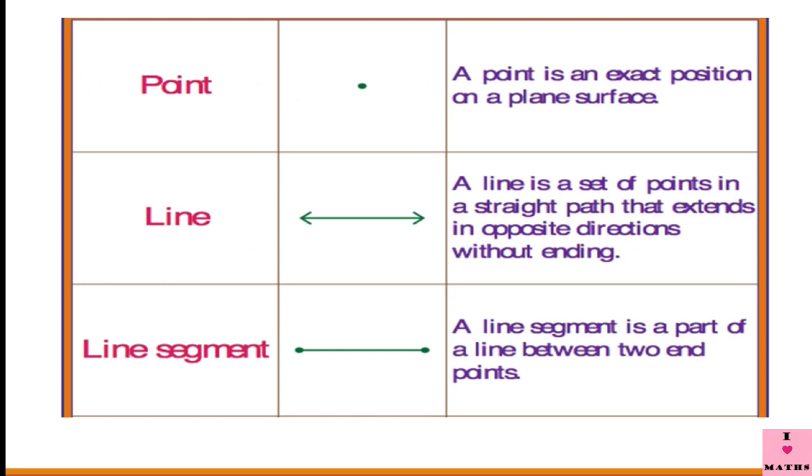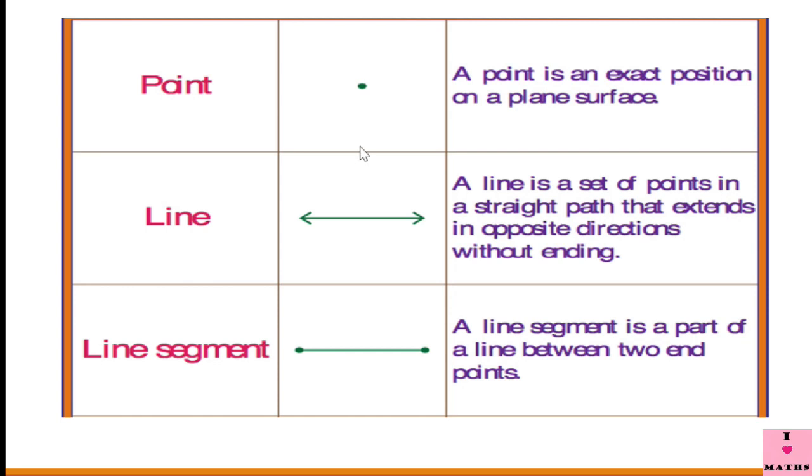To draw any figure, we need to start with a point. A point is a dot which shows the exact position on a plane surface. First we draw a point, then only we start making our figure. So a point gives us the exact position on the surface.